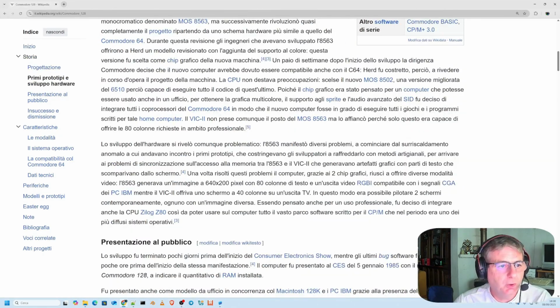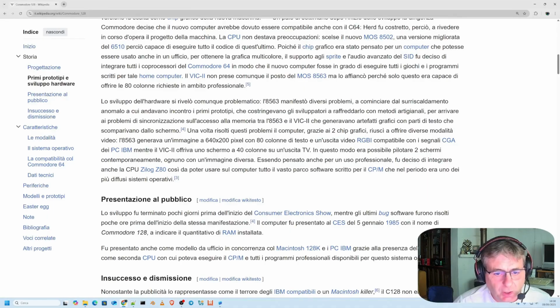I'll just add a bit more information. Obviously, enthusiasts already know this stuff. The development of the hardware was initially problematic, but eventually, yes, they managed to solve these issues. Once these problems were solved, thanks to two graphics chips, it was able to offer various video modes. The 8563 could generate an image of up to 640 by 200 pixels at 80 columns through its RGBI output.